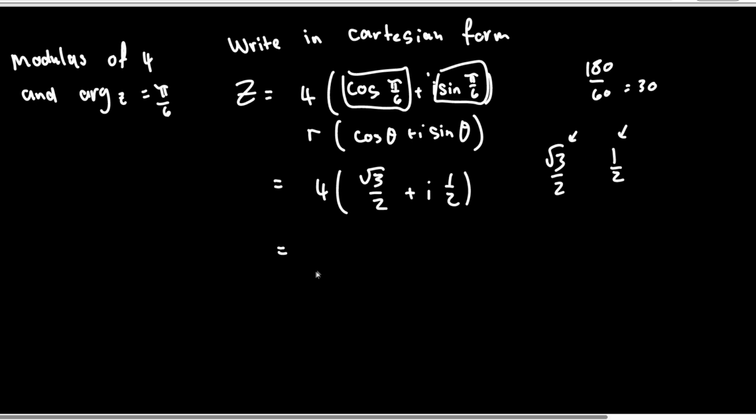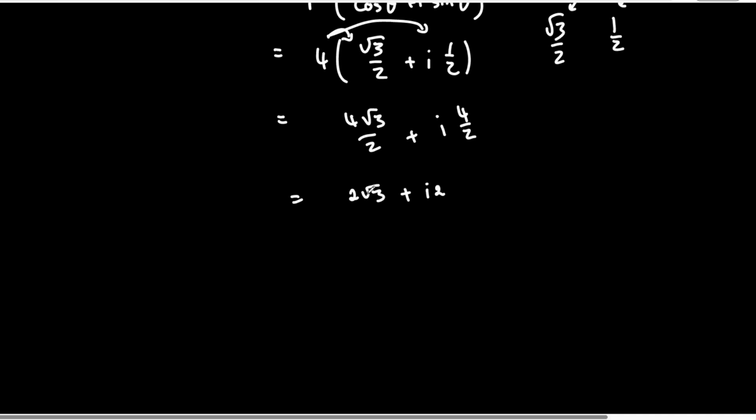Okay. So now, since we got these values, we could just distribute the 4 in. Very, very easy. Very simple. Okay, basics. Simplify, we get 2 root 3 plus 2i. There we go. One and done. Now you can just practice a whole bunch of these questions as they come along.